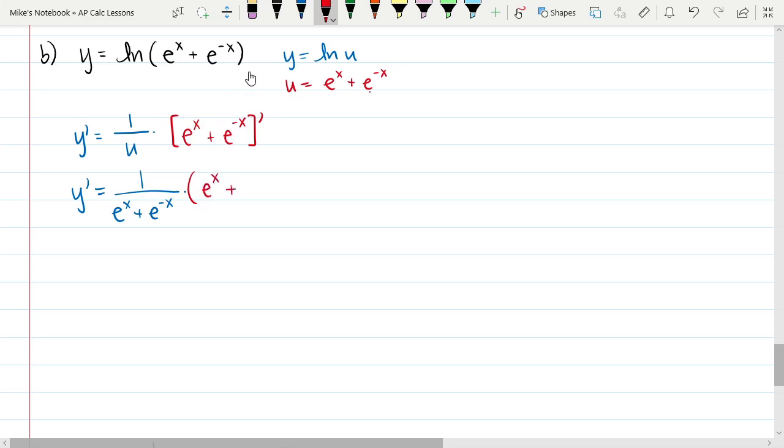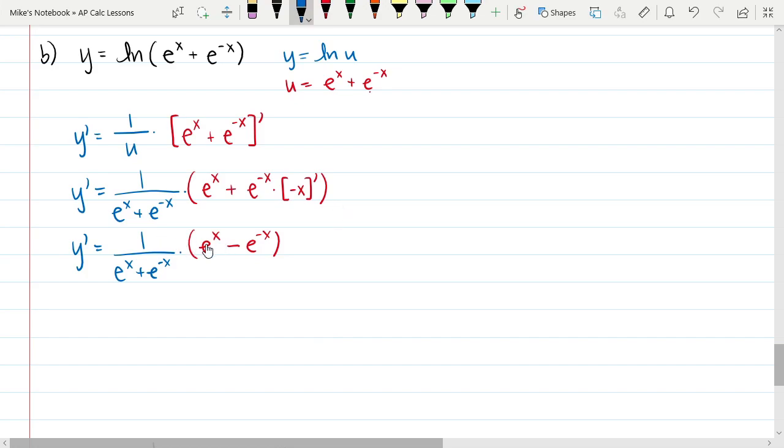Plus, now here, the derivative of e to the negative x, that's where we're going to have another tiny little chain rule. This is going to be e to the u, so e to the negative x, times the derivative of negative x. Again, that's because this was not just an x. But the derivative of negative x is just a negative 1. So what happens is we end up getting y prime equals 1 over e to the x plus e to the negative x times, now here this is going to become e to the x minus, because of the negative 1, e to the negative x.